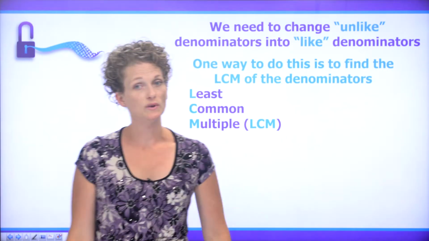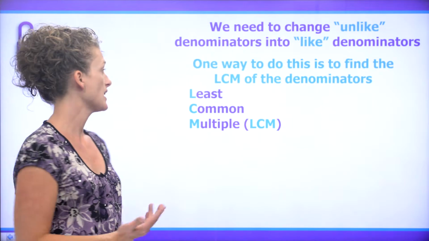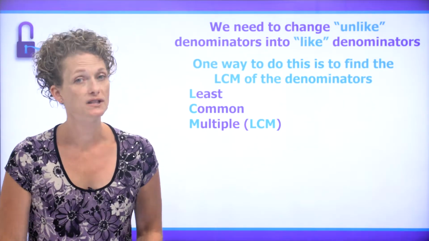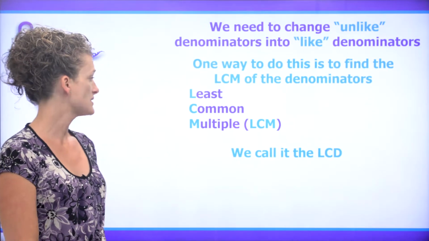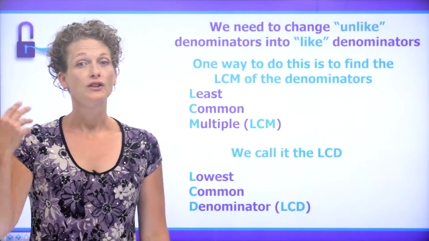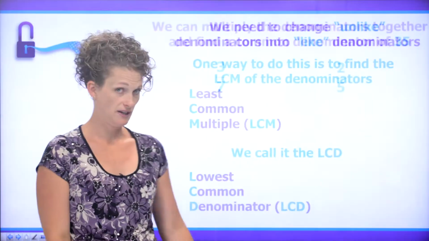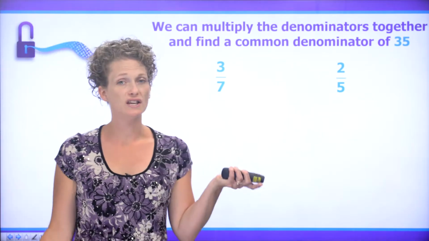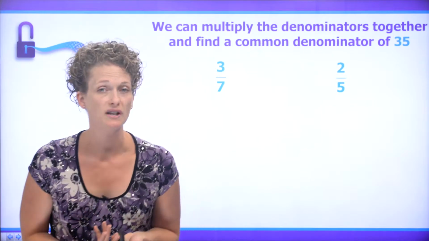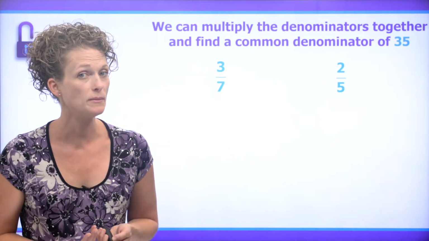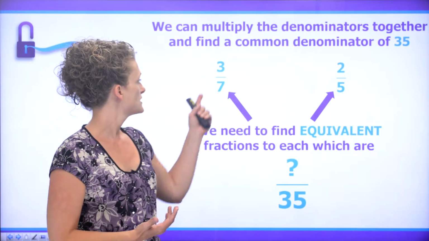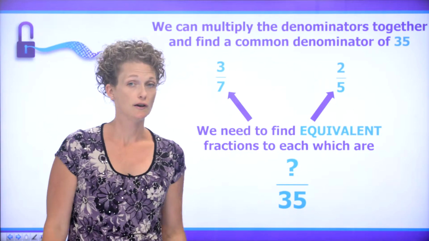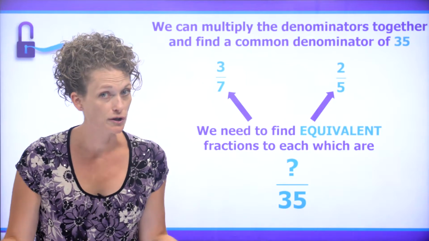One of the ways that we can do this is by finding the LCM. And the LCM, least common multiple, of the denominators is called the LCD, which stands for the lowest common denominator. All right, so we have 3/7 and 2/5. We can multiply the two denominators together to find a common denominator. So with 7 and 5, we want to find equivalent fractions for each of those that are over 35.